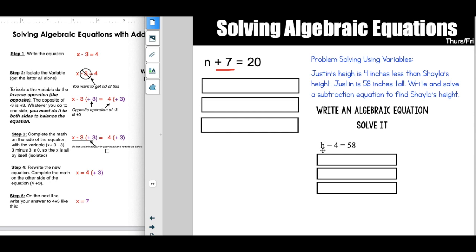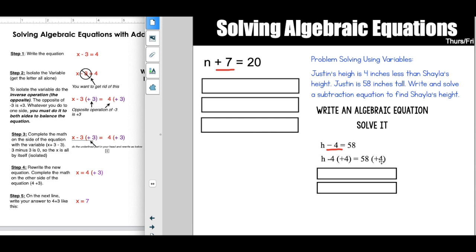So then I can go ahead and solve it. I need to find my inverse operation, so I'm going to underline my operation. My operation is to take away 4. The opposite of subtracting 4 is to add 4. So the second step is to isolate my variable while balancing my equation. So h minus 4, the opposite is plus 4, equals 58, and I'm going to add 4 on both sides of the equation so that it remains balanced.